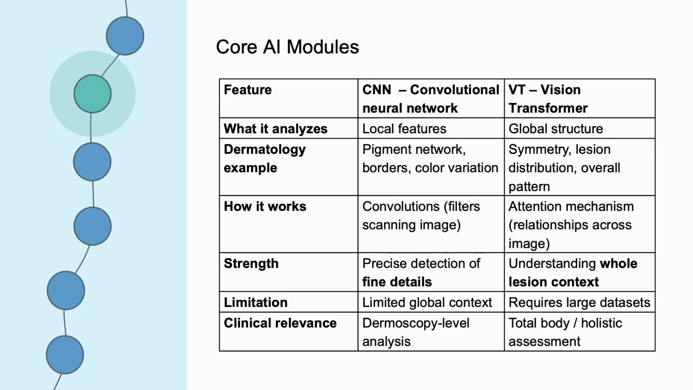Their reliability depends on high-quality training data. Bias, as an example, underrepresentation of darker skin, is a key limitation. External validation across populations and devices is essential.